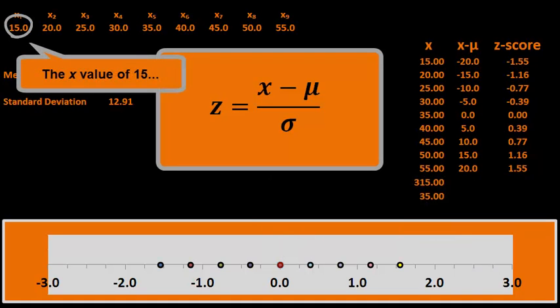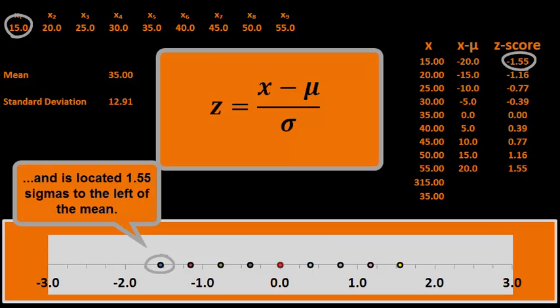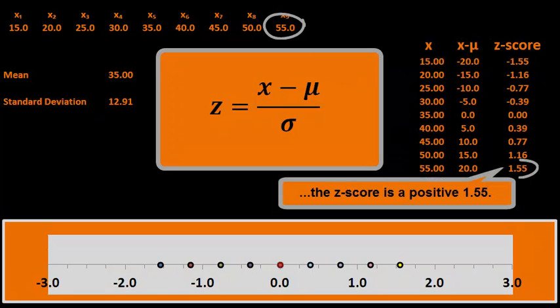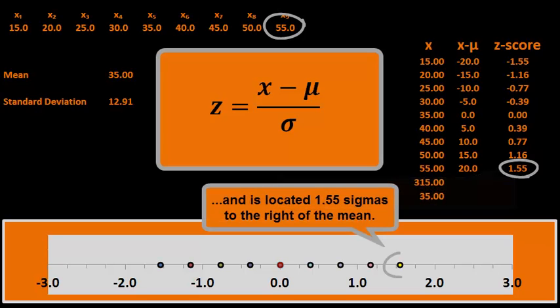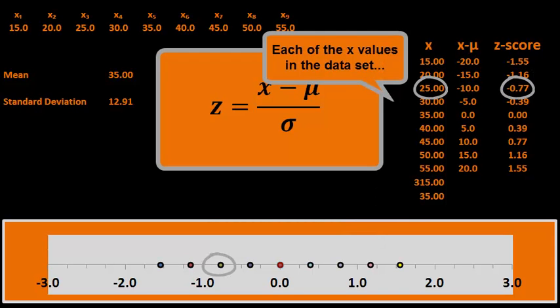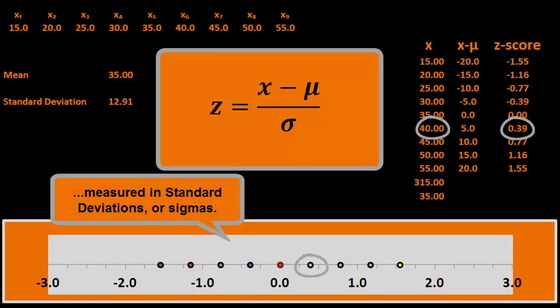The x value of 15 has a z-score of minus 1.55, and is located 1.55 sigmas to the left of the mean. For an x value of 55, the z-score is a positive 1.55, and is located 1.55 sigmas to the right of the mean. Each of the x values in the dataset has a z-score, its distance from the mean, measured in standard deviations, or sigmas.